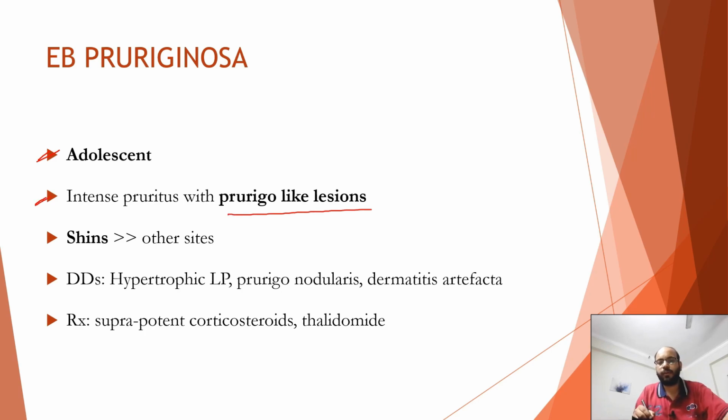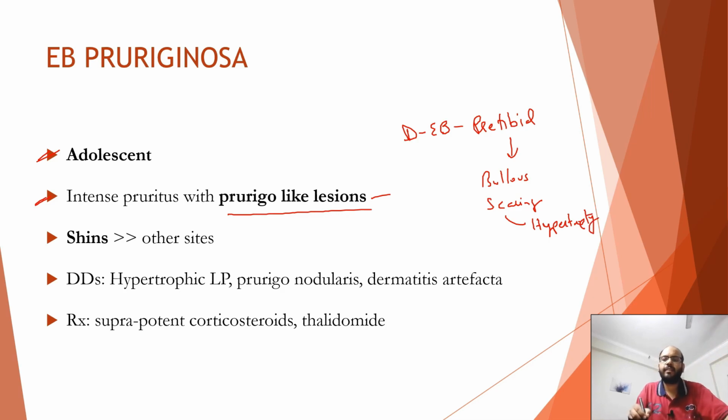Now, you have to remember these prurigo-like lesions because there is a variant of dystrophic EB known as the pretibial variant. In the pretibial variant, you have bullous lesions and scarring, which is of the hypertrophic type or normal or atrophic scarring, at the level of the tibias. So EB pruriginosa is an important differential diagnosis of the pretibial variant of dystrophic EB. Shins are most commonly involved. Differential diagnoses include hypertrophic LP, prurigo nodularis, dermatitis artefacta.